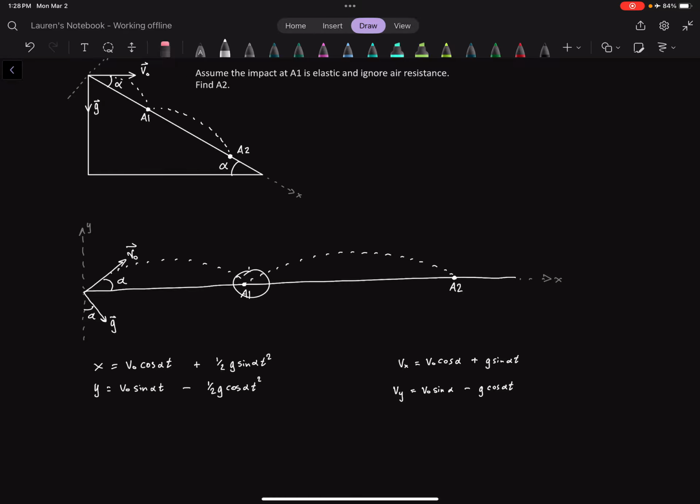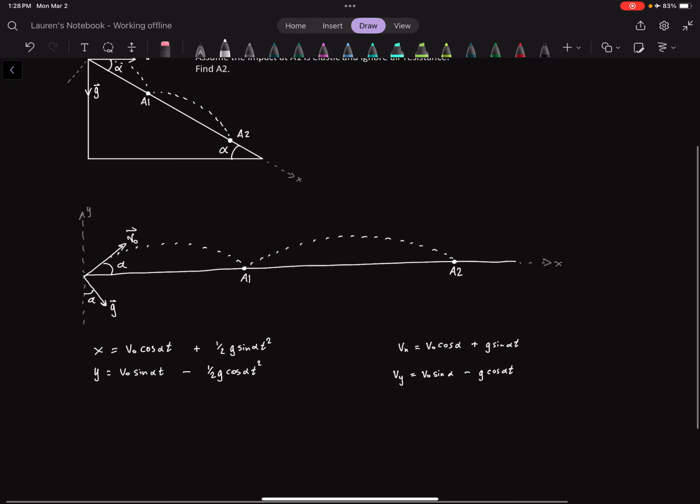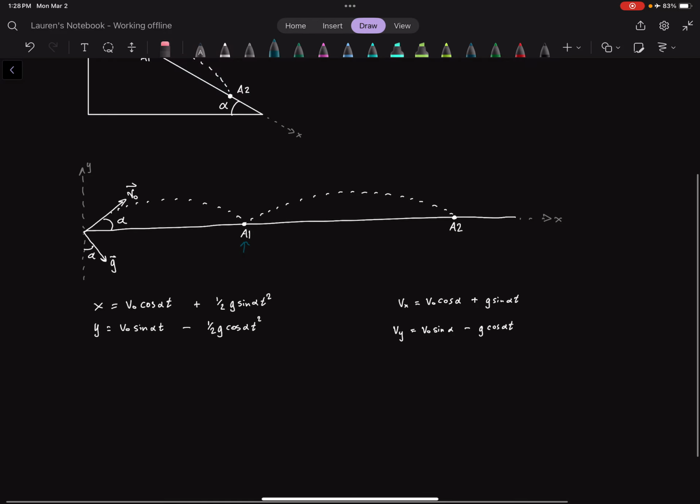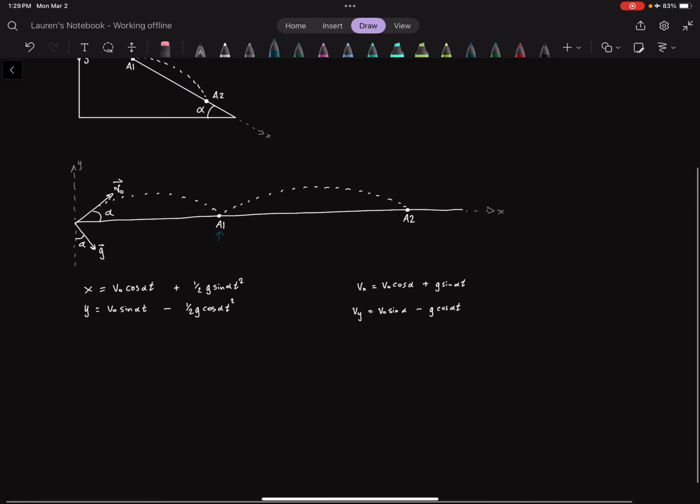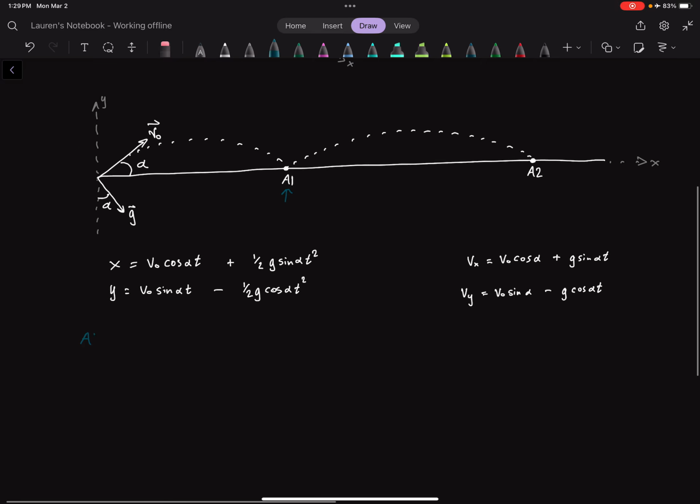Right here. And then after that elastic collision, we have another projectile motion problem to do to find A2. And since we've placed our axis along the direction of the distance that we're trying to find, that makes it nice and convenient. So first, we're just going to handle this first projectile motion problem. We're going to call this A1 here the end of our first problem, right? We're going to find the first distance here, A1.